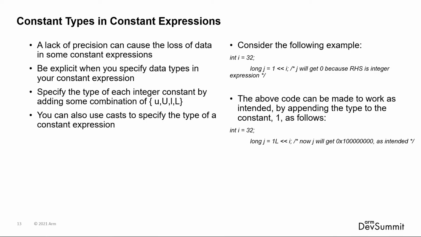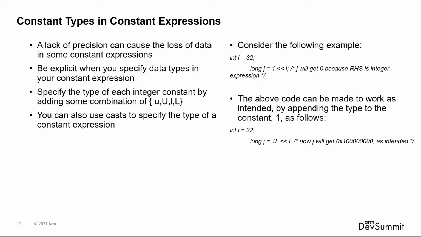Another area to be careful about is how constants are interpreted by the compiler. Here again, good coding practices in the 32-bit model can avoid issues when compiling in a new data size model. A lack of precision can cause the loss of data in some constant expressions. Be explicit when you specify the data types in your constant expression. Specify the type of each integer constant by adding some combination of either lower or upper case U or lower or uppercase L. You can also use a cast to specify the type of a constant expression.